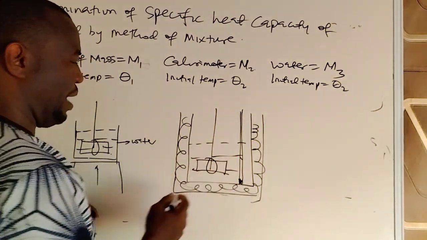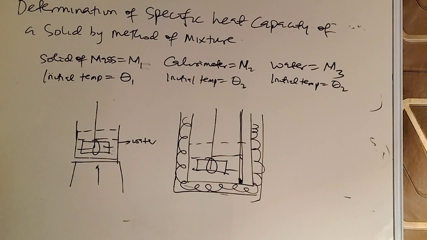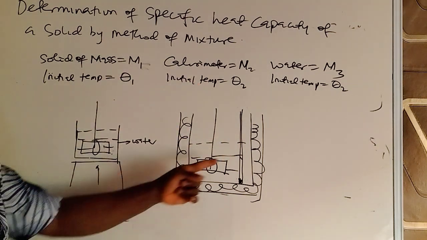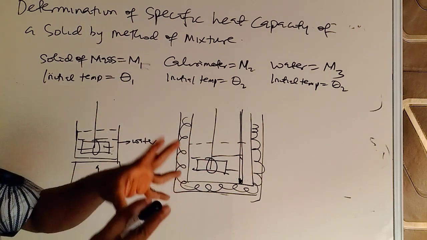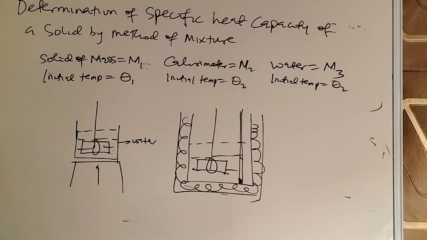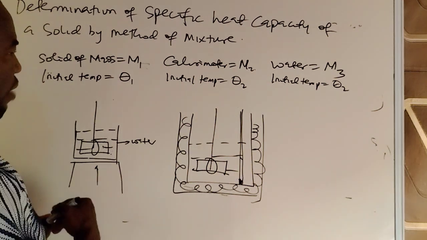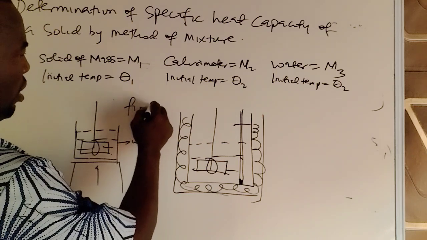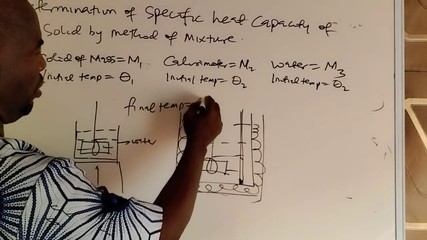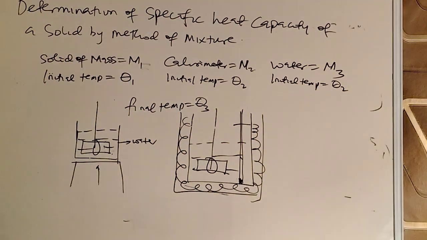When you transfer it here, remember that the metal is very hot, so the metal is losing heat, which is given to the water and the calorimeter. When you transfer the metal, you stir the mixture to get your final equilibrium temperature. Having done that, we have our final steady temperature. We call it theta3, which is the equilibrium temperature. So how do we make our calculations here? What assumptions do we make here?